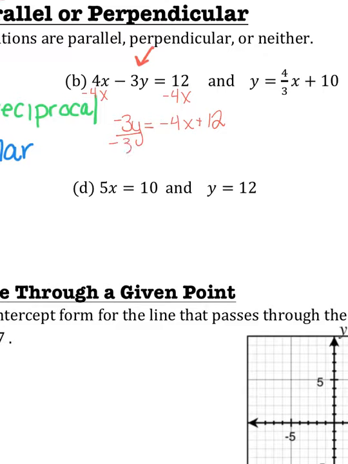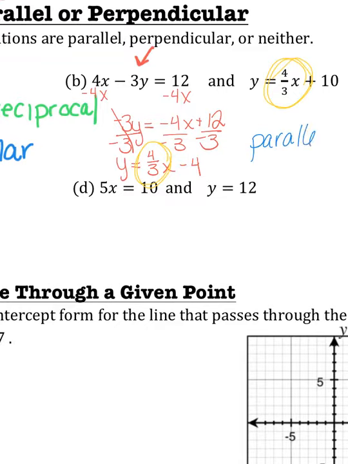I'll go ahead and divide everything by negative 3. So my negative 3 is now gone. I get y is equal to positive 4/3 x, so the negative divided by a negative, and I can't simplify 4 over 3. And then minus 4. Now it's really convenient that the other equation is in slope-intercept form. So I've got a slope of 4/3, slope of 4/3. Ooh, they're the same. So if they're the same, that means we have parallel lines.